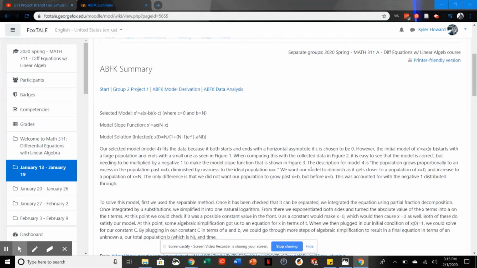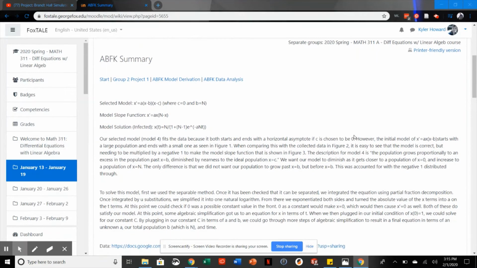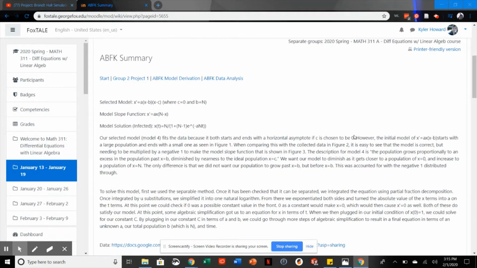For our summary, we have the selected model being x prime equals a times x minus b times x minus c, and we chose to have c equals 0 and b is n, our total population. After solving it, we got our model slope function to be x prime equals a x times n minus x, where a is just some parameter. And then we can find our model solution, which is x of t equals n over 1 plus n minus 1 times e to the negative a n t.